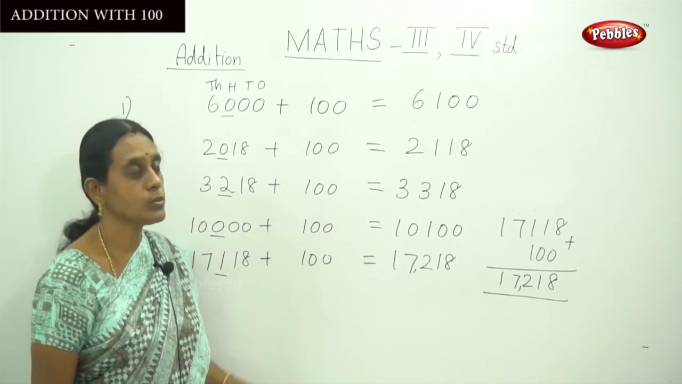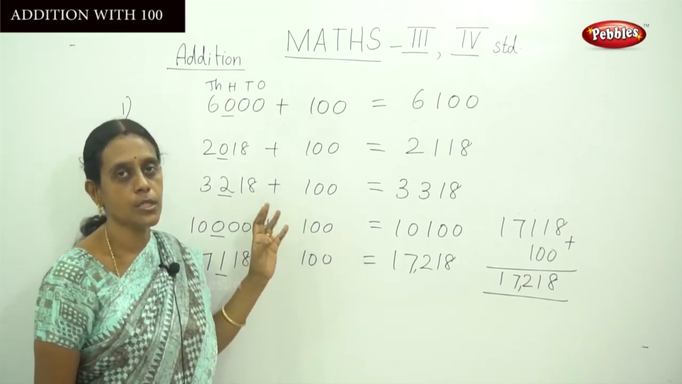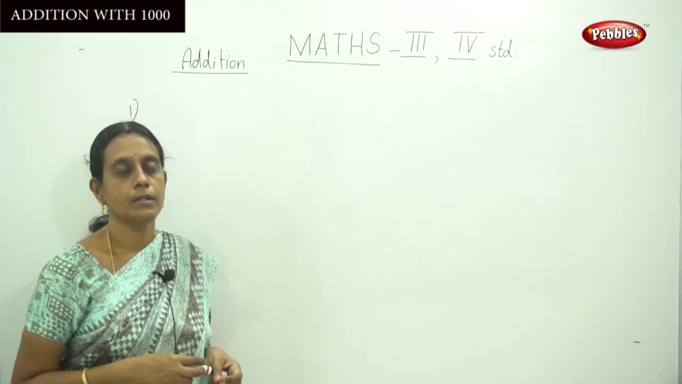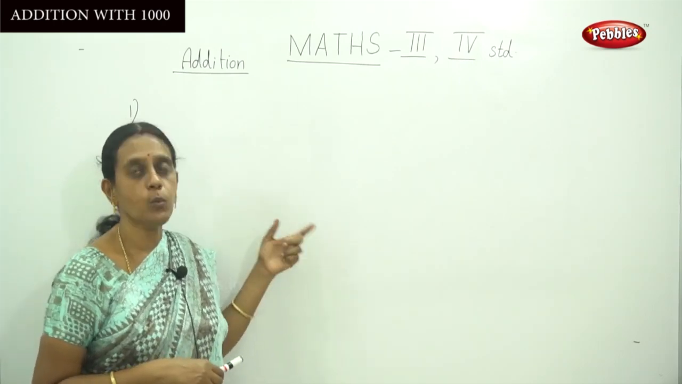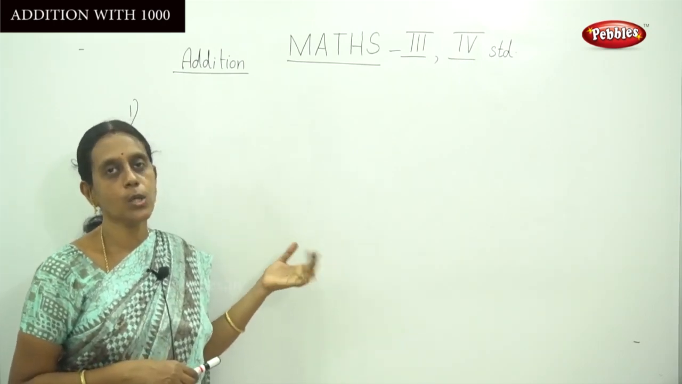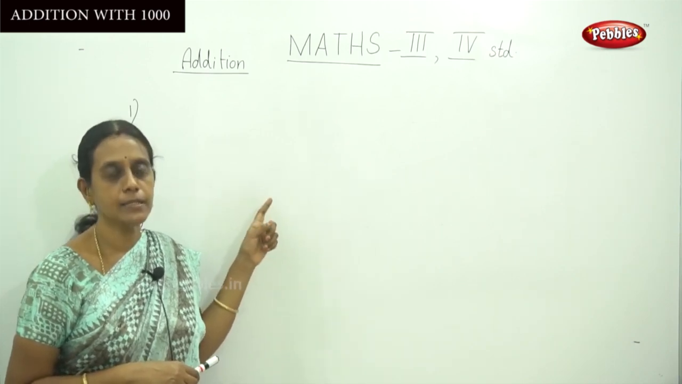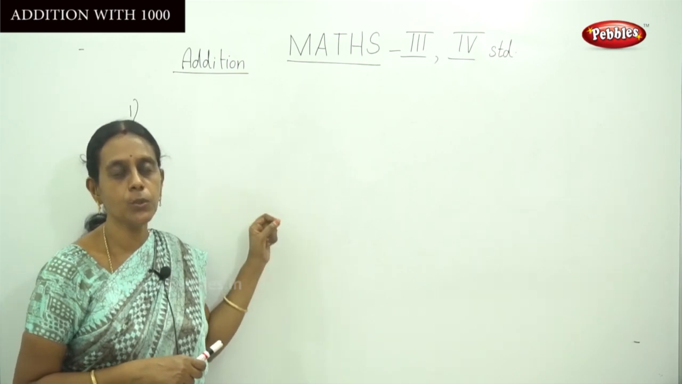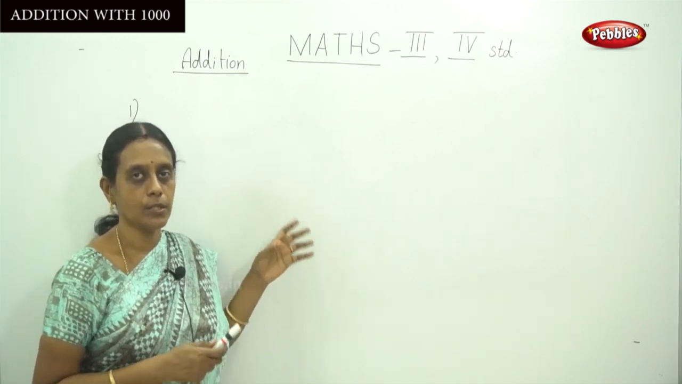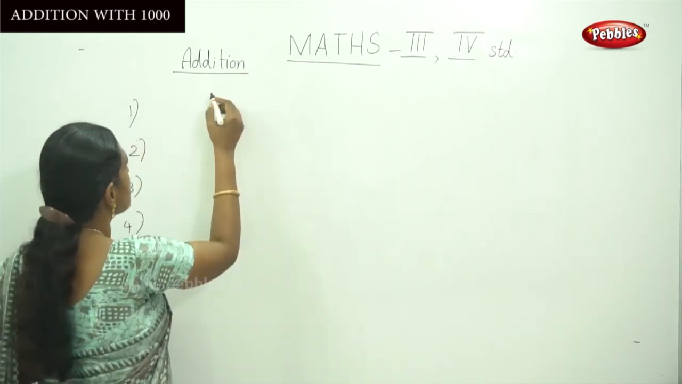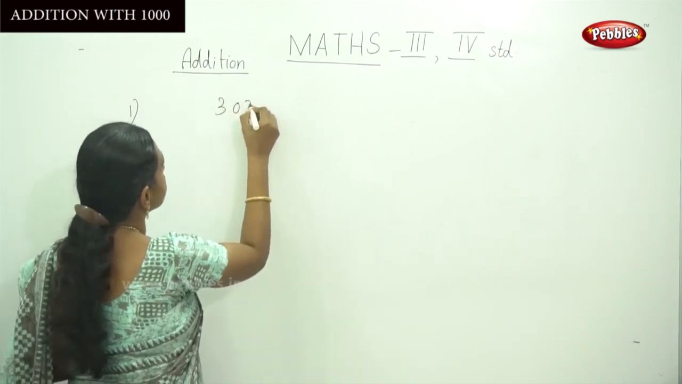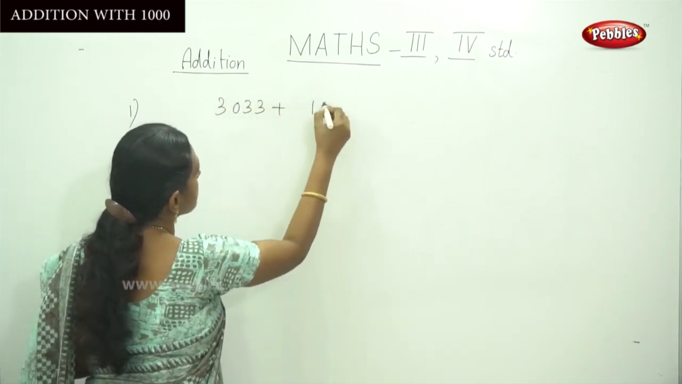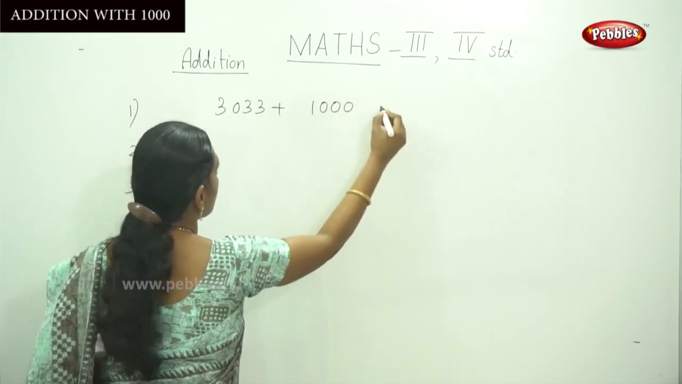Okay, next we move on to addition with 1000. Dear children, next we move on to the addition with 1000. We have already seen addition with 10 and 100. Now we are going to do addition with 1000. Let me do it with example sums, plus 1000.